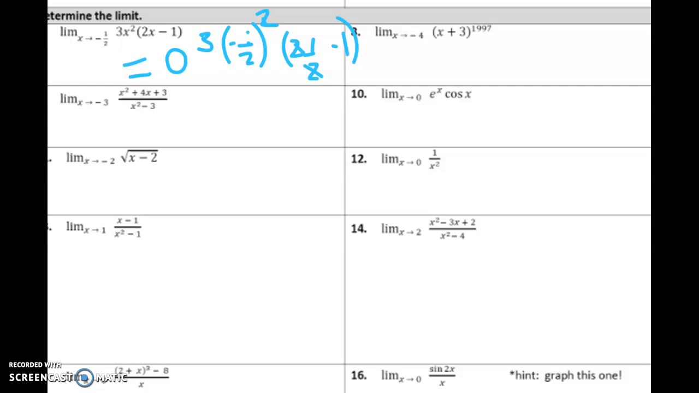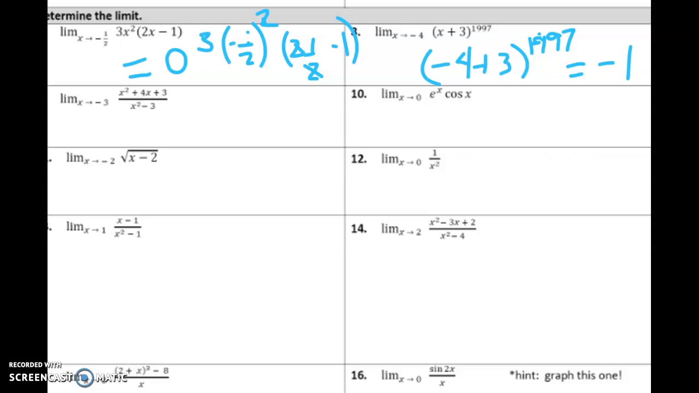What about number 8? The limit by direct substitution, if I put in -4 plus 3, and I take that to the 1997 power. Well, -4 plus 3 is -1. -1 to an odd power is equal to -1. So these I can do by direct substitution.